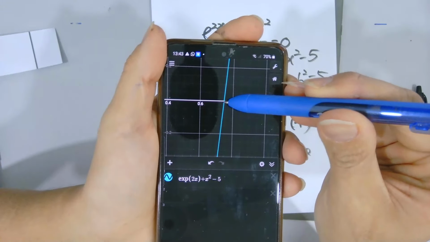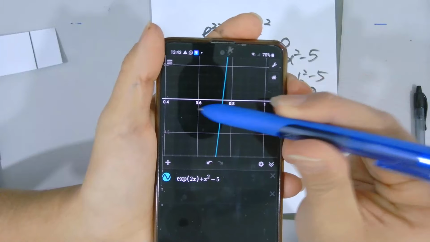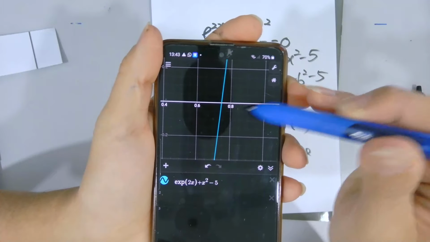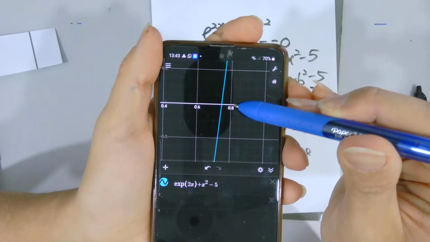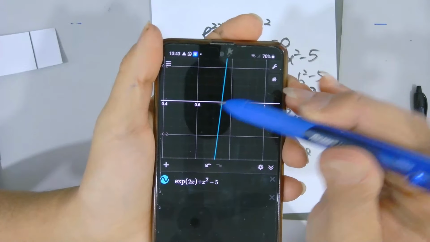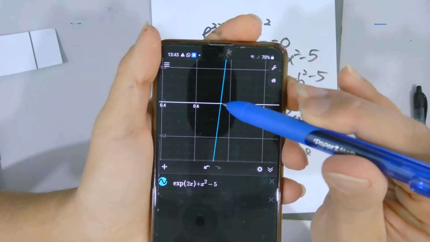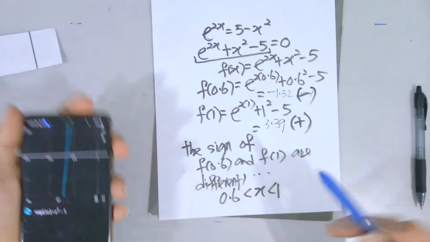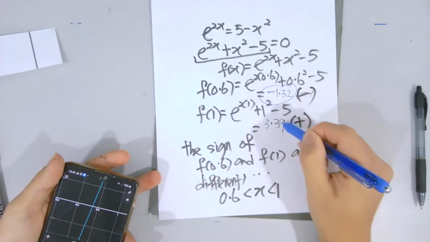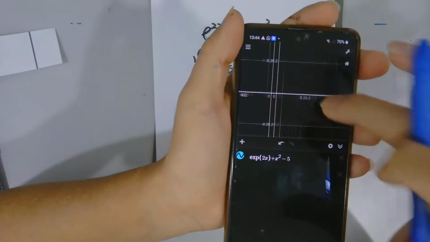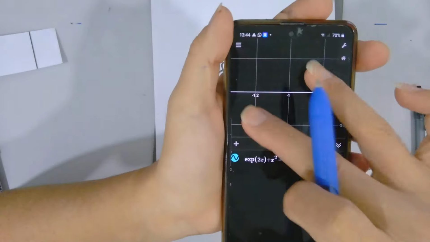I use my pen to show here. This is the root. This root is between 0.6 and 1. To be more exact, it's between 0.6 and 0.8, but never mind. I just want to know there is a root between 0.6 and 1. So that's why there is a change of sign. Okay, I'm going to extend this. If you love maths, try to listen to what I'm saying.